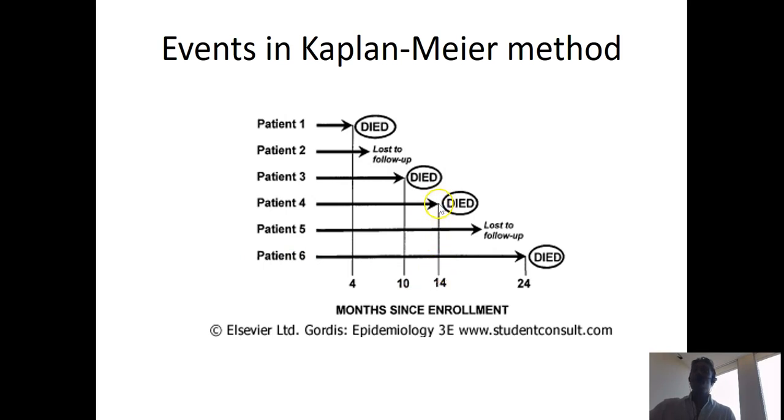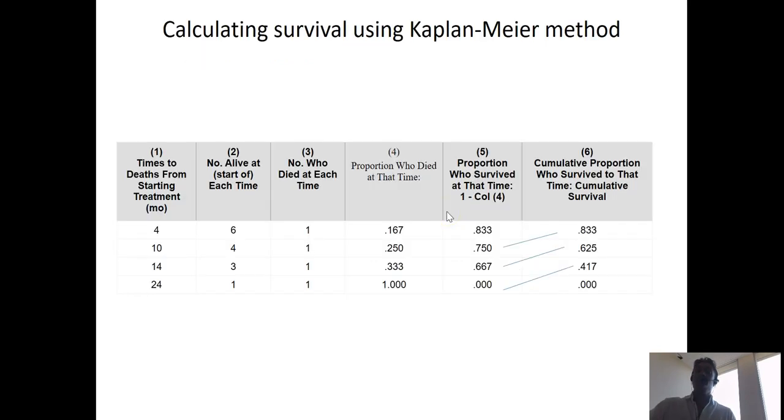Okay, next event happens at 14 months. 1 person dies. Out of how many? 1, 2, 3. 3 are alive, 1 person dies. That means 33.3% died. That means 66.7% survived. Multiply that by my previous running total, and I get 41.7%. And I keep on going. Okay, so the last number before 0 is my final survival rate.